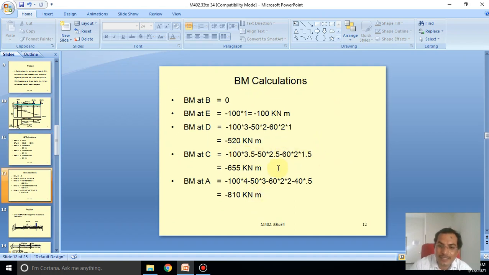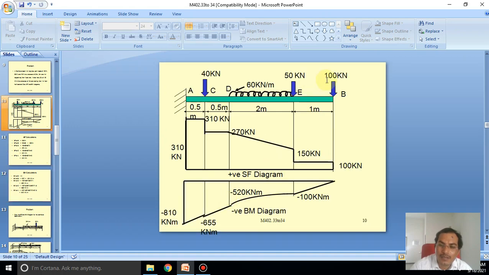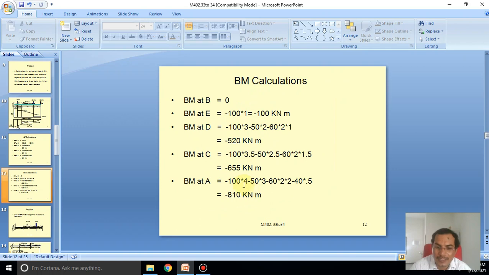210, and in total we can calculate 1655 kilonewton meter. And also at the point of A, 100 into, we can calculate the total length. What is the total length? 4 meter, minus 100 into 4, and 50 into 3, and 40 into 0.5. So 60 into 2 plus 60 into 2, and 2 by 2 means 1, and plus 1, that calculation is the right answer.